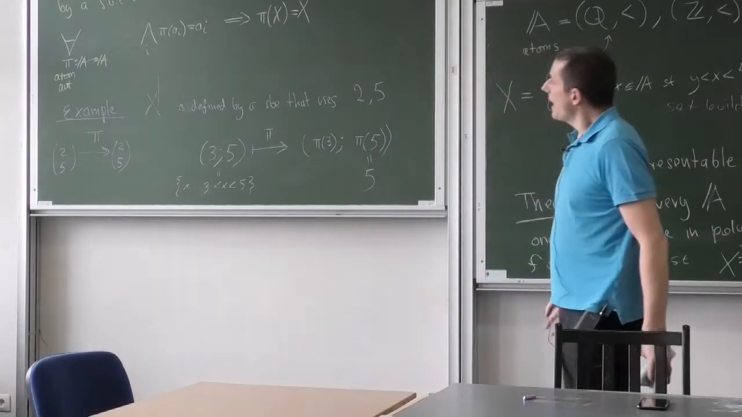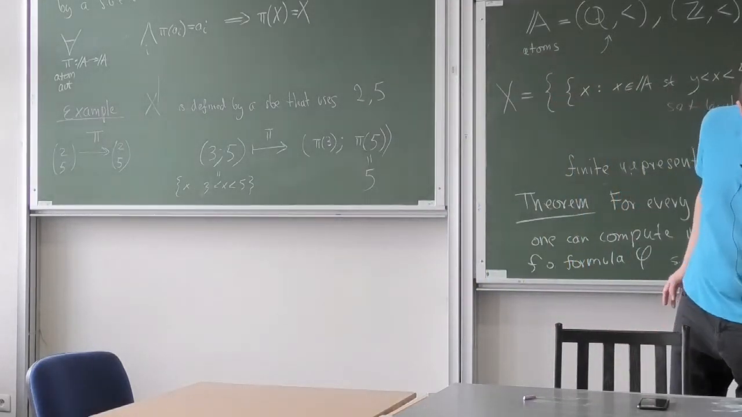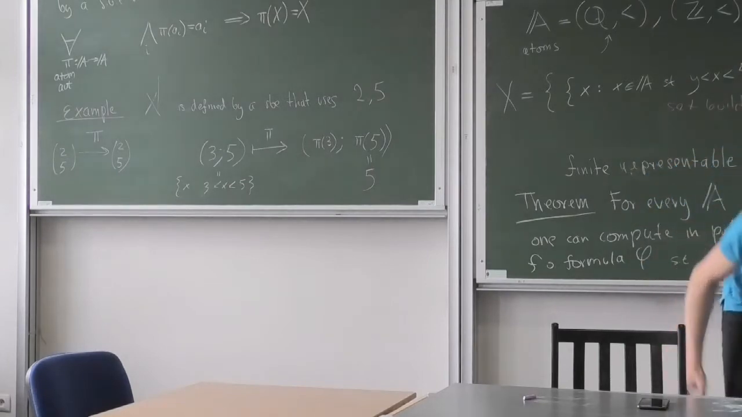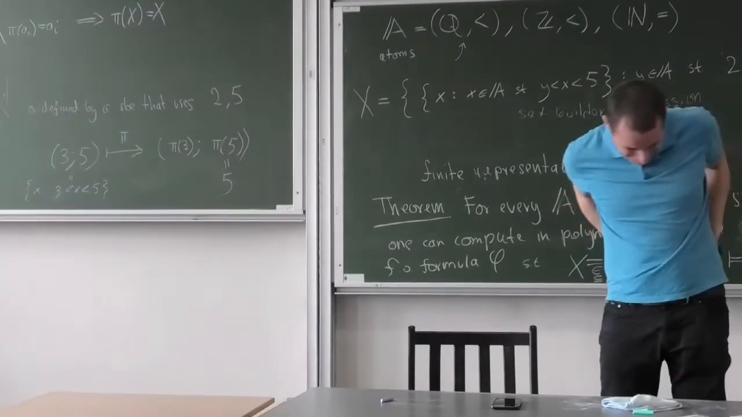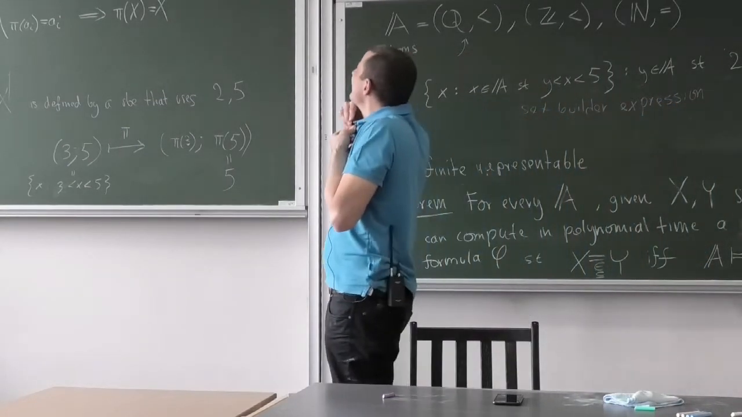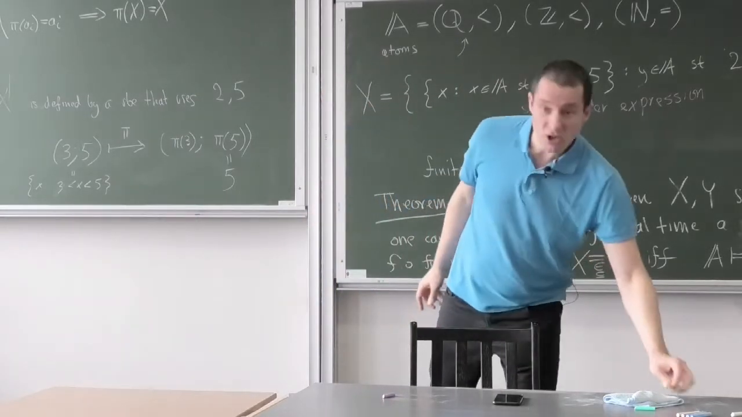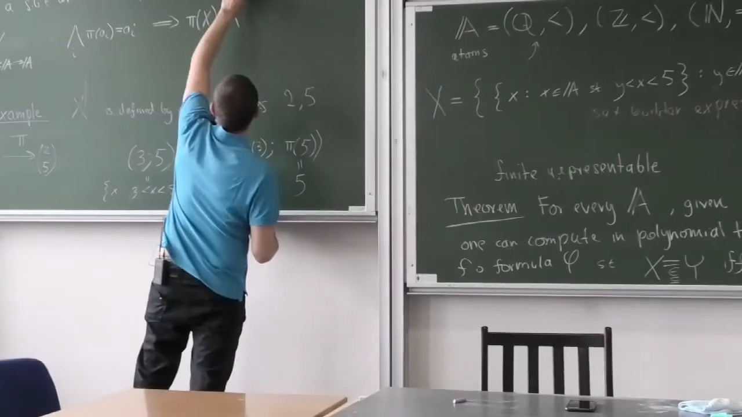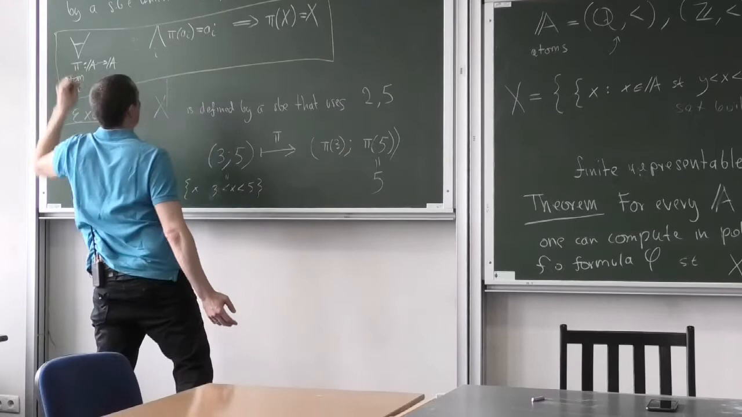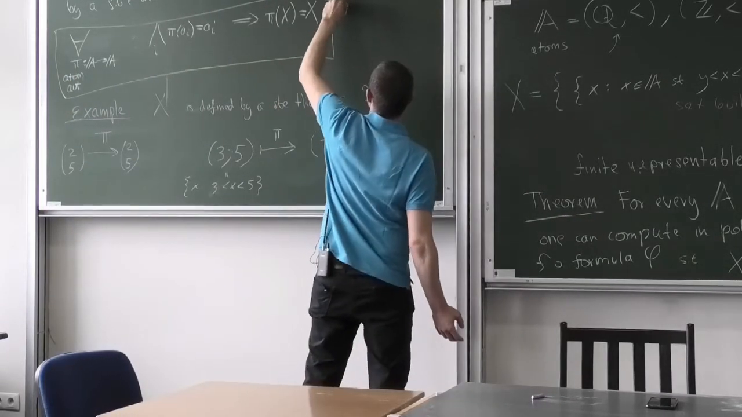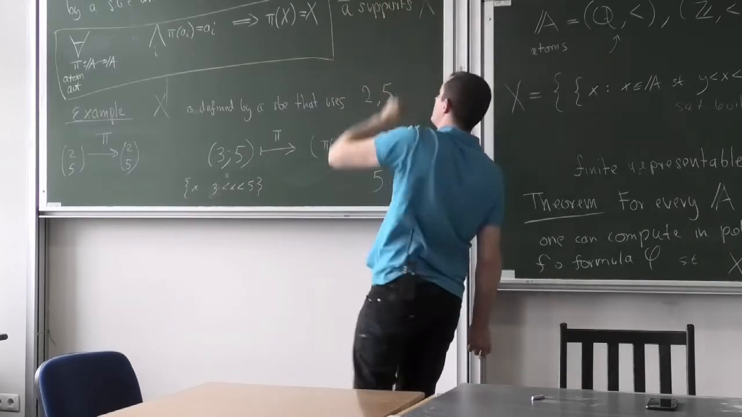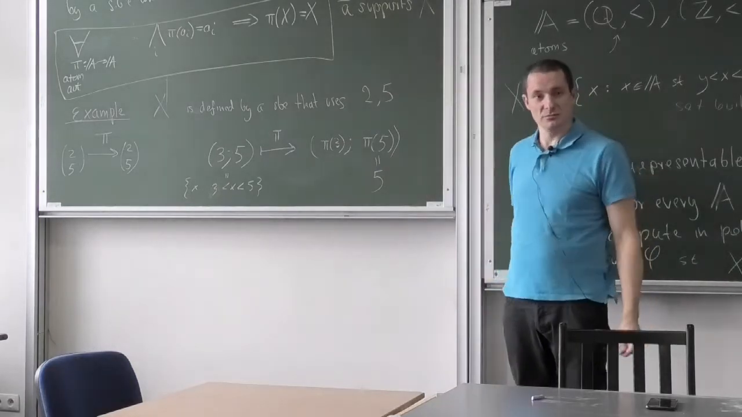Okay? So that's the definition, this observation. And the conclusion is the definition of what we want. So this thing here, we just say that A supports X. This is by definition, okay?